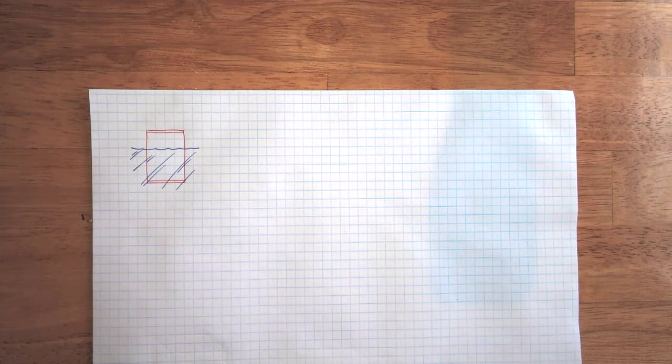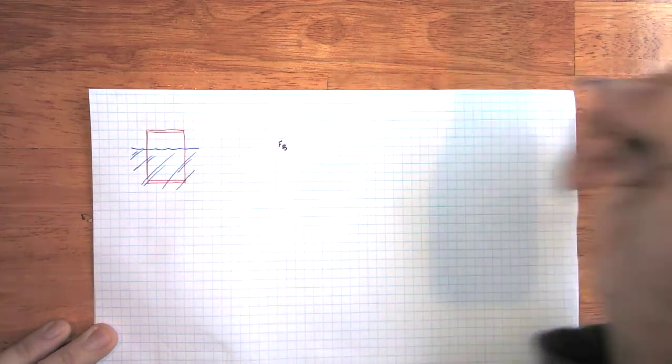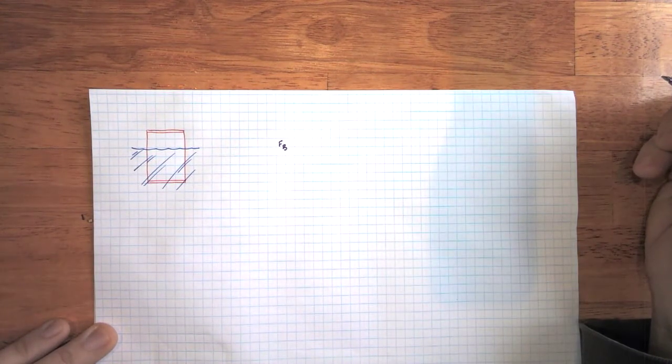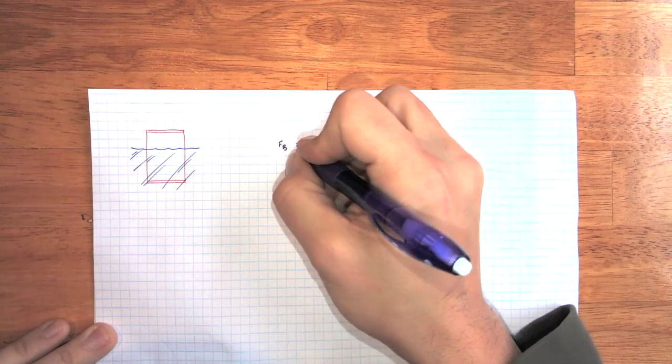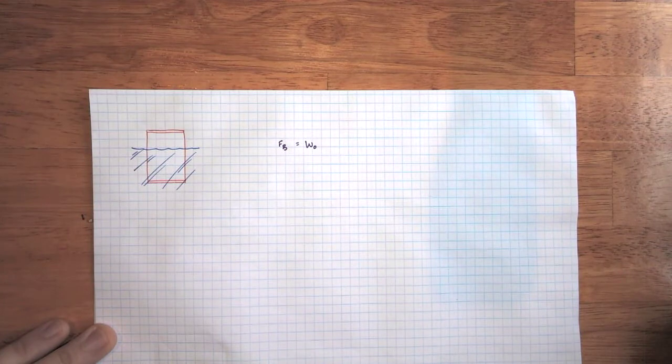Here is an object of unknown density floating at rest in a fluid of known density. Because the object is completely at rest, we know that the buoyant force exerted on the object by the fluid equals the weight of the object. If the buoyant force were less than the weight, the object would be sinking in the fluid.